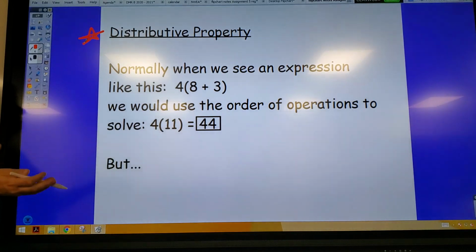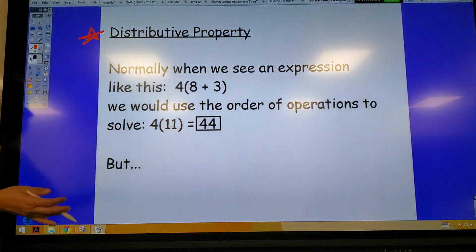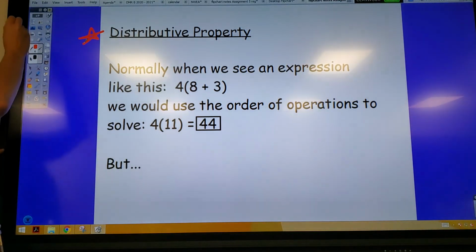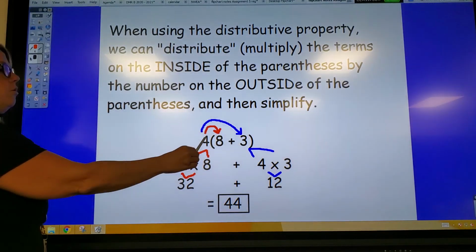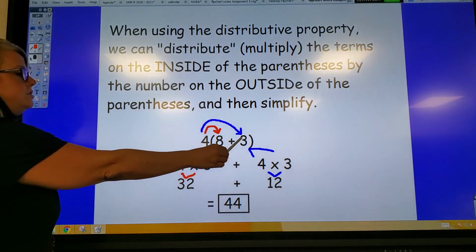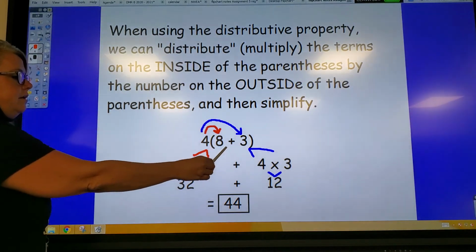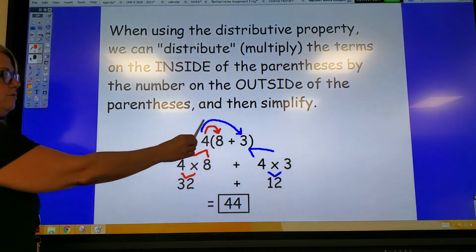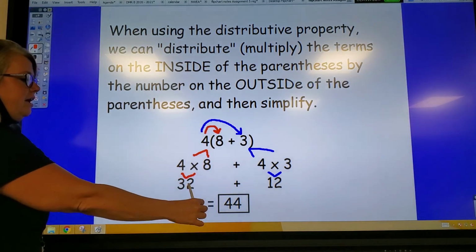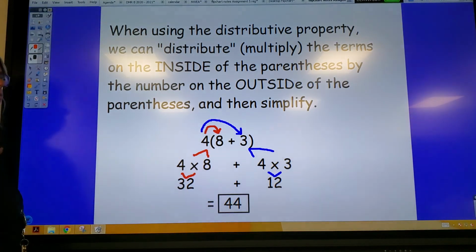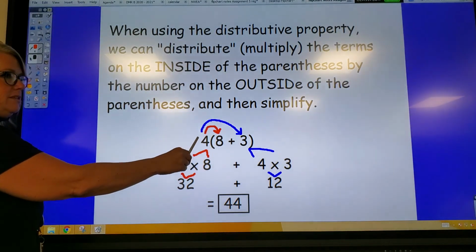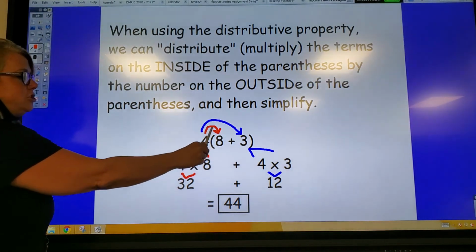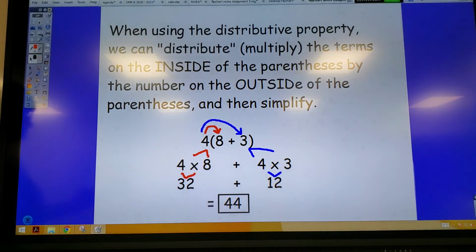We could also solve this problem using the distributive property. Now again, don't write all this down. We would do that by doing 4 times 8 and 4 times 3. So 4 times 8 is 32, 4 times 3 is 12, and then if you add up 32 and 12, you get 44. So the distributive property, you're taking the number on the outside of the parentheses, and you're multiplying each of the terms inside of the parentheses by it.